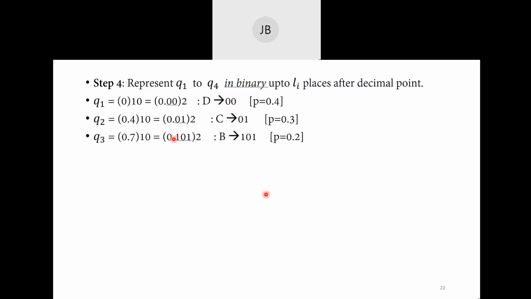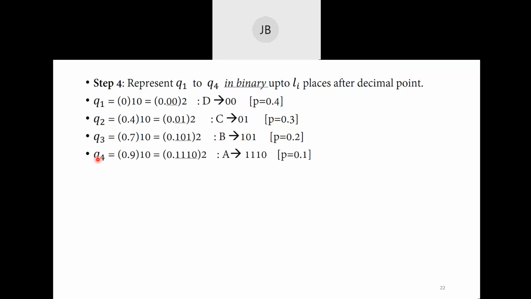Then similarly for Q3, we have the value 0.7, and when we convert it into binary, it becomes 0.101. We have only three digits here because its length is 3 bits. In the previous slide, if you go back and see, the length is 3 bits. So 101, these bits, are the code word for this particular symbol B.